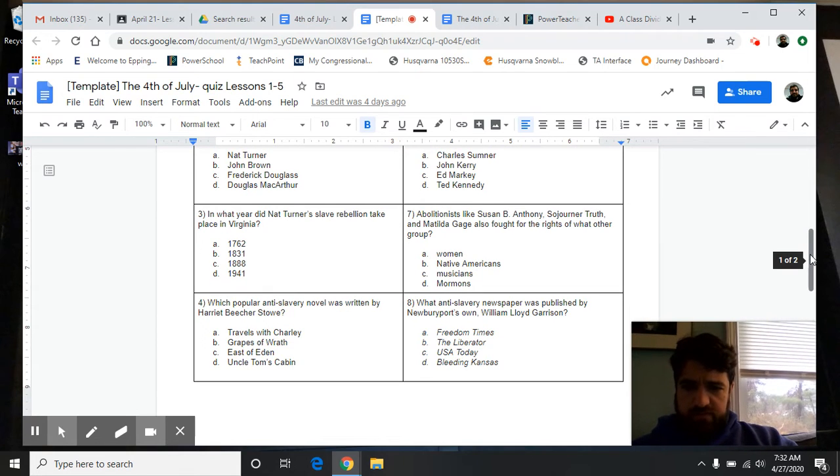Number four, the popular anti-slavery novel was Uncle Tom's Cabin. Those other ones are written by a guy named John Steinbeck, one of my favorite authors. But D is Uncle Tom's. The correct answer is D, Uncle Tom's Cabin. And number eight, William Lloyd Garrison's anti-slavery newspaper was called The Liberator. So if you go to your quizzes, anything that is highlighted in a different color than what you used is the correct answer. So if you see nothing highlighted, that means you got them all right.